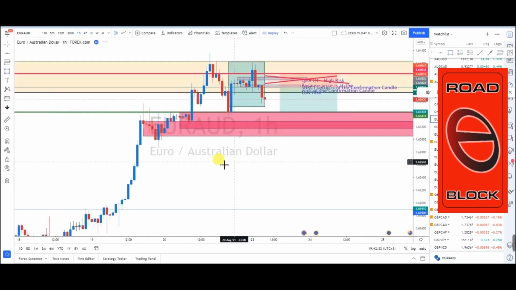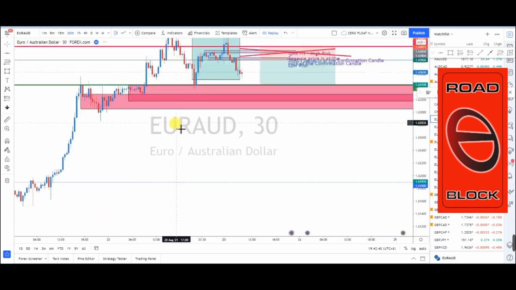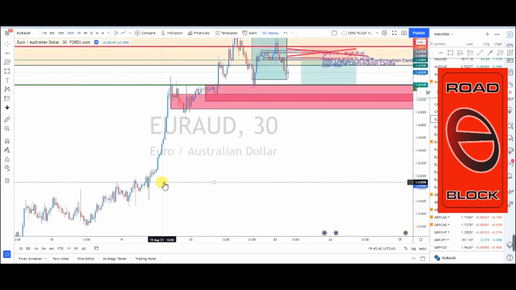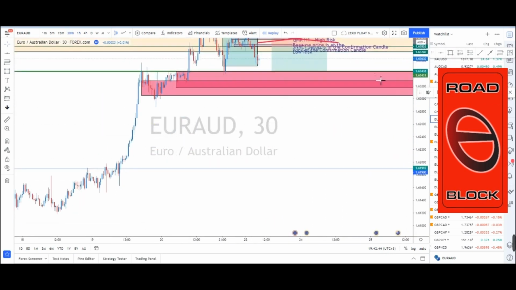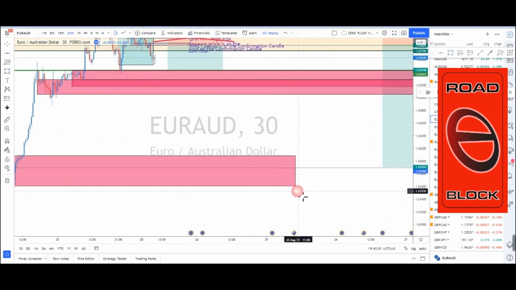Let's go to the H1. So clearly H1 has been marked. I don't see any roadblock here. So let's go to the M30. Nothing much. Okay, probably here. There is one base here, a little small base. So I'm going to mark this whole thing, so it's easy for me to monitor.